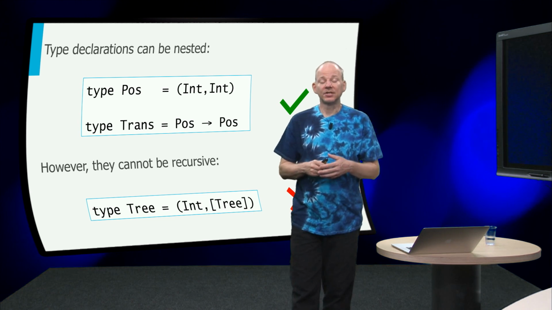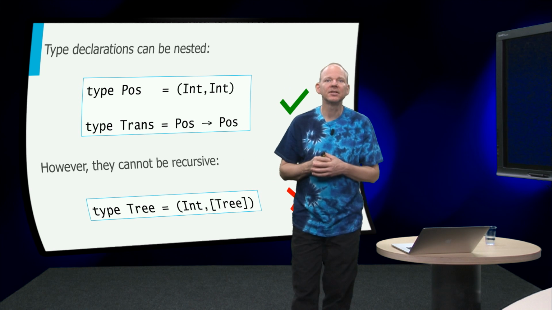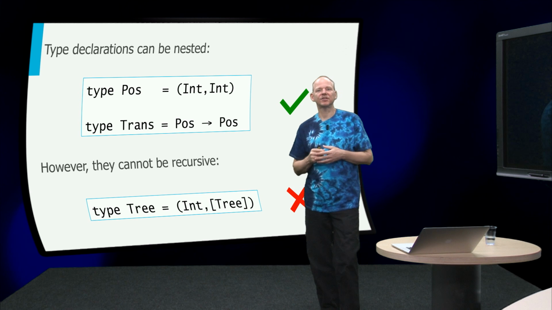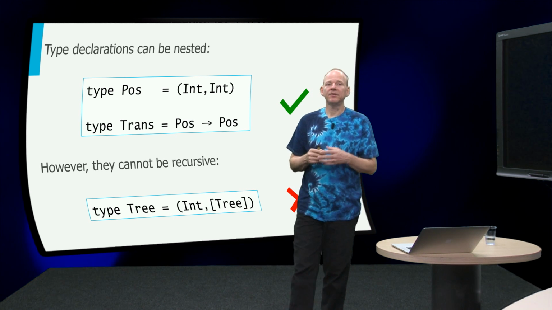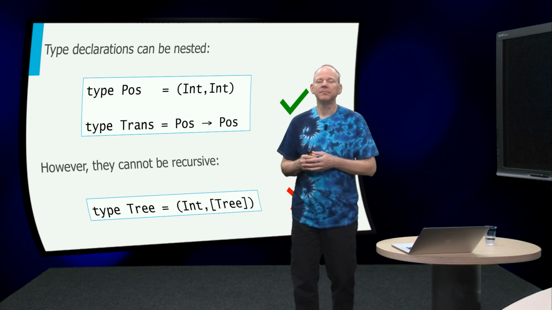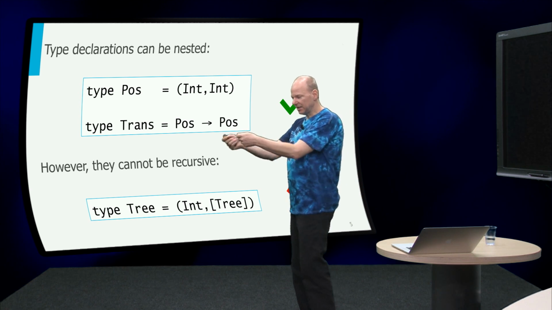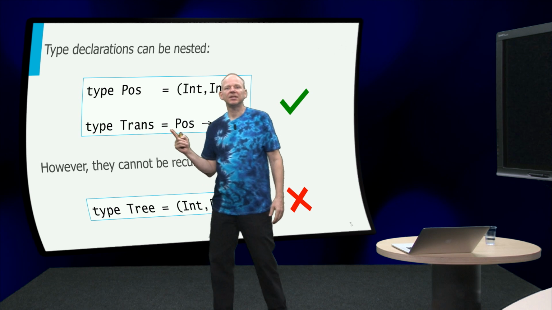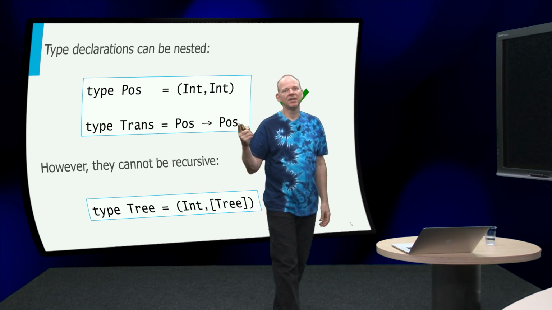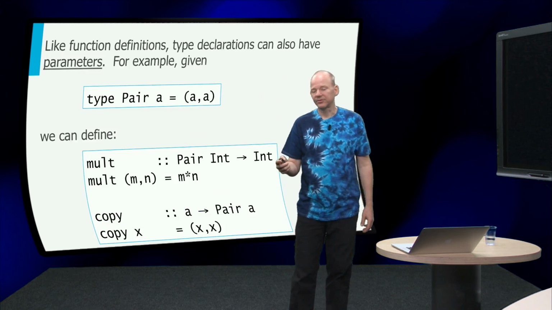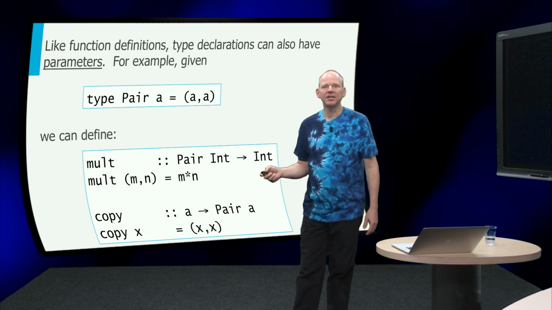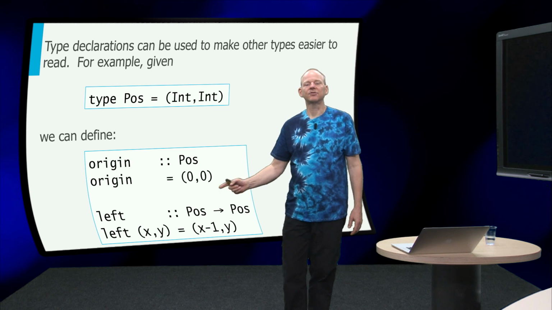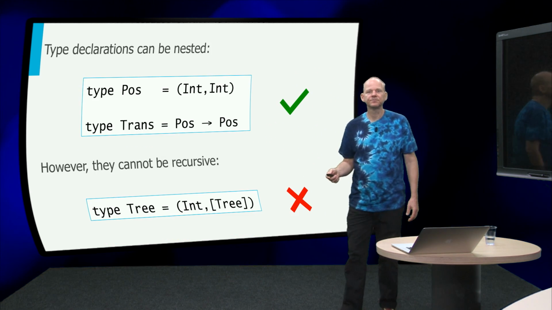Type declarations, of course, can be nested. If we define Position as a pair of integers, then we can define another type synonym, Trans, to mean position to position. So a transformation of a position is a function that takes one position and returns another position. In this case, we could have defined this function here to have type Trans.